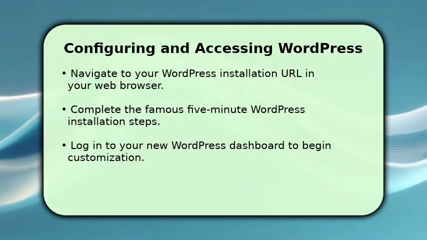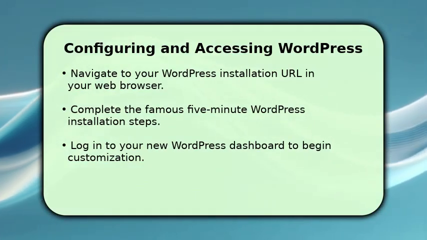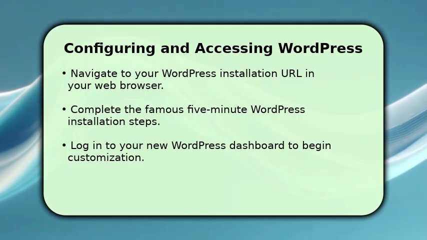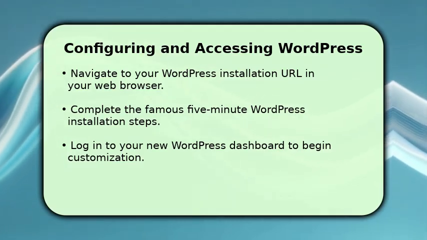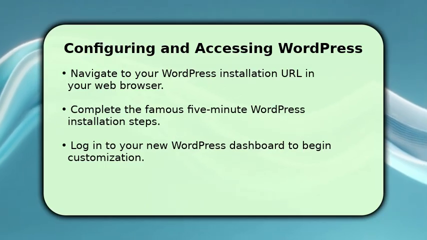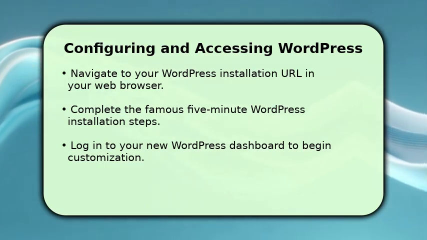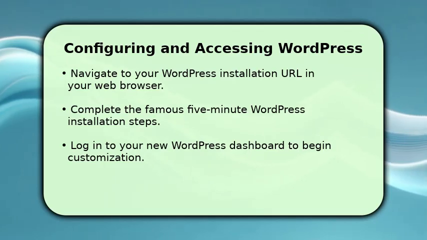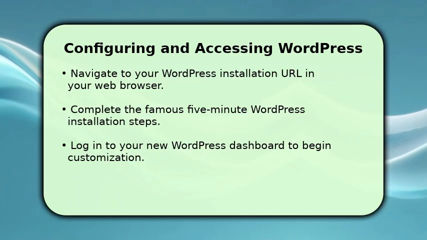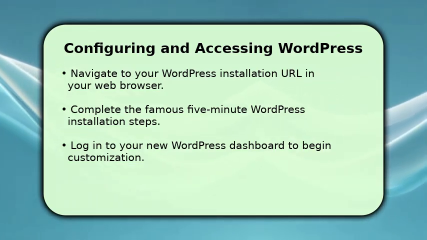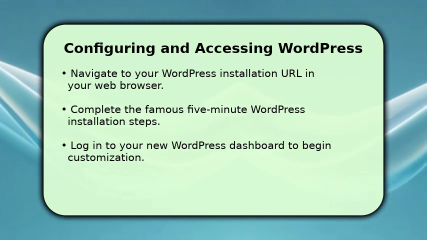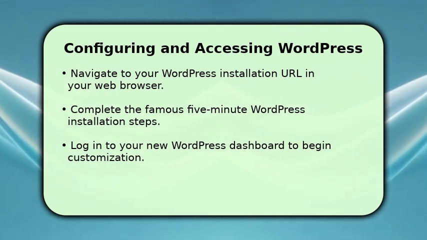With the files in place, open your web browser and navigate to your local WordPress installation URL, typically localhost/your project folder. This will initiate the famous 5-minute WordPress installation process. You will be prompted to enter your database details, create an administrator account, and give your site a title. Once completed, you can log into your brand new WordPress dashboard. From here, you have full control to start building and customizing your website.